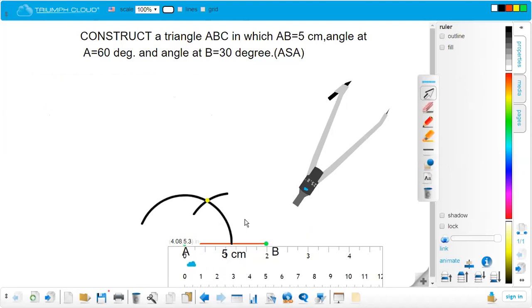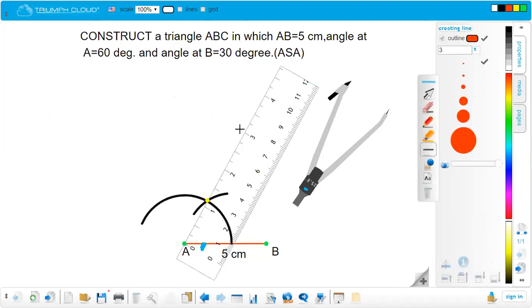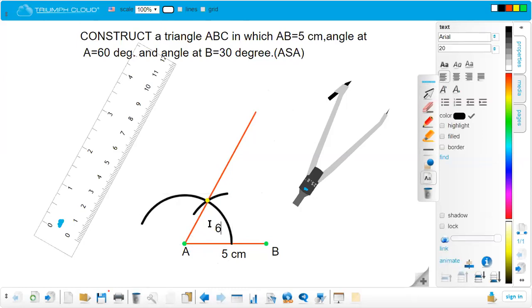Let me rotate this scale. Okay, let's join these 2 points. Okay, here we have just joined these 2 points, and an angle of 60 degrees is constructed here. This angle is just a 60-degree angle.